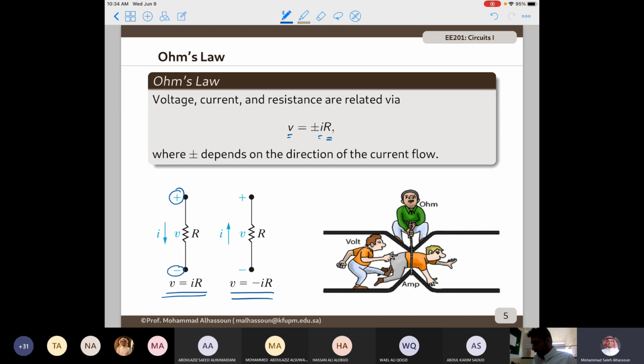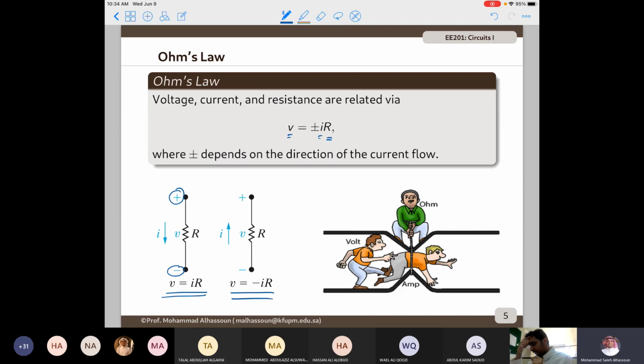Okay, so we said that V equals I multiplied by R if the current is flowing from the higher potential to the lower potential side of the resistance, and the negative sign is used when the current is flowing from the low potential to the high potential.